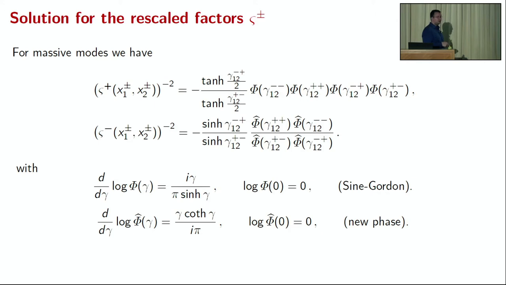You can also have an infinite product representation for this phase. You can also have a dilogarithm representation for this phase. There are many ways of writing it, depending on what you need it for. But this sort of emphasizes it's a pretty simple function. And this phi hat is some new function that we came up with, which solves this discontinuity equation and has the right analytic structure. You can determine it very easily.